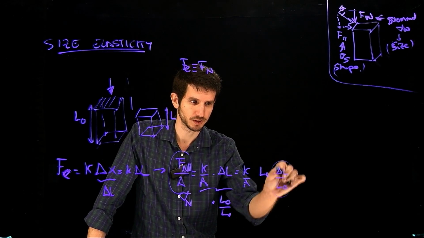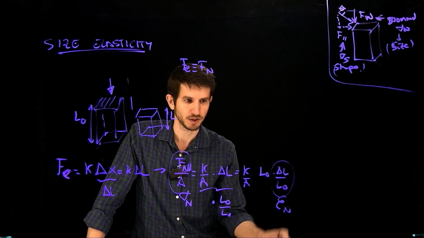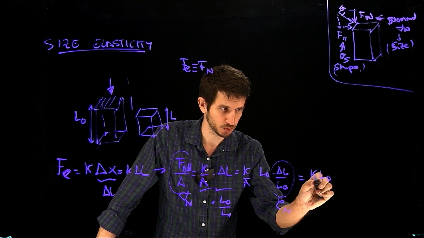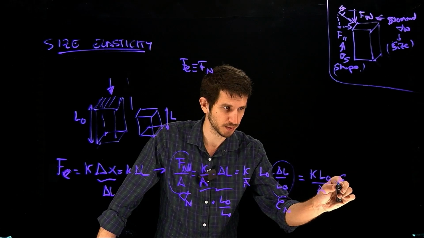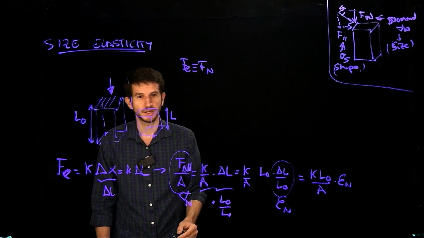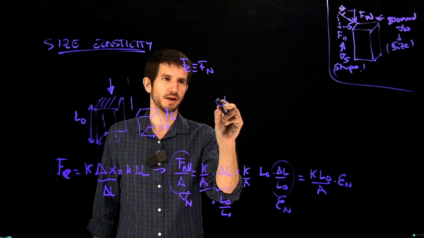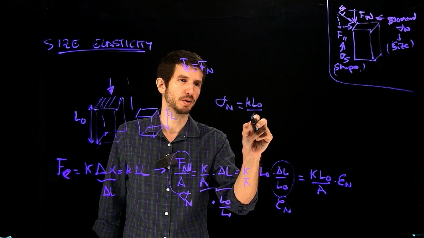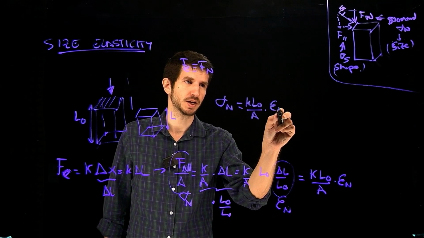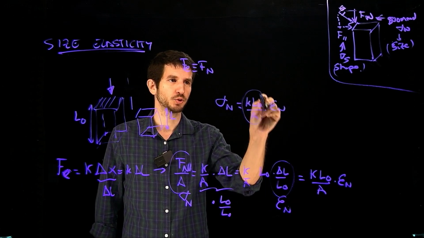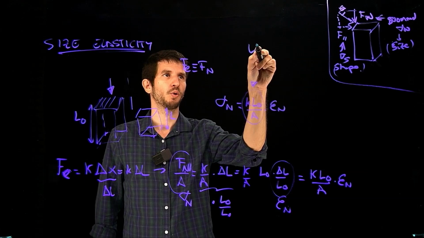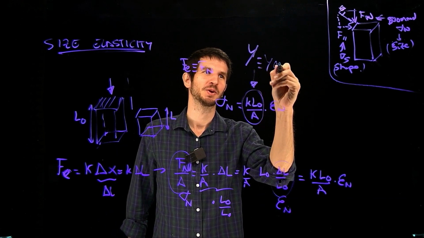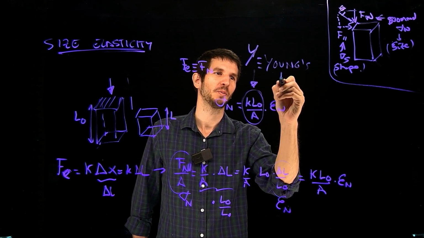But how much is this? This will be defined as a strain. So I can rewrite that as K L sub 0 over area times normal stress. Let me rewrite that in here. So now the normal stress is K L sub 0 divided by area times strain. And now what I'm going to do is call all of this Y. Why? Because it comes from Young's modulus.